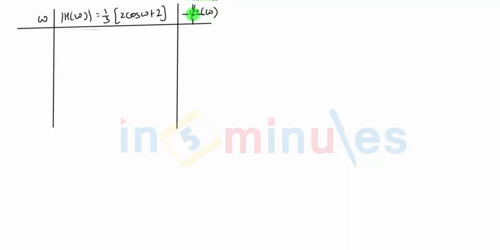Now there is nothing much to find about phi of omega. It is either 0 or pi, which will depend upon whether mod of H of omega, that means 1 by 3 into 2 cos omega plus 1, is positive or negative. But please note that when you find mod of H of omega, we will have to take mod around this particular function also, because here we are only plotting the magnitude part.